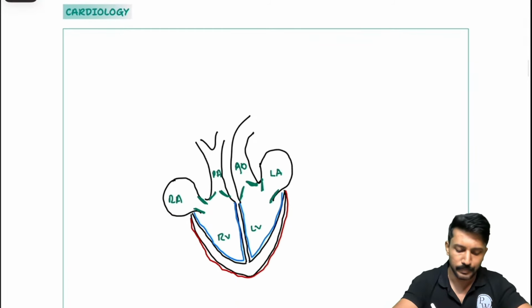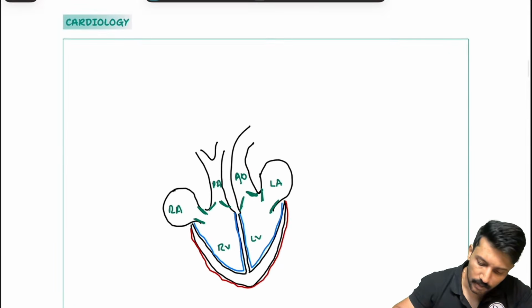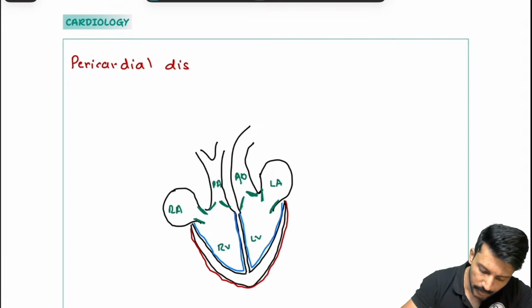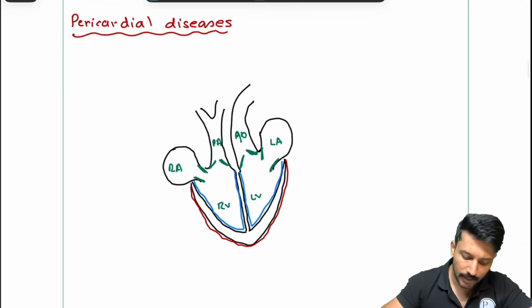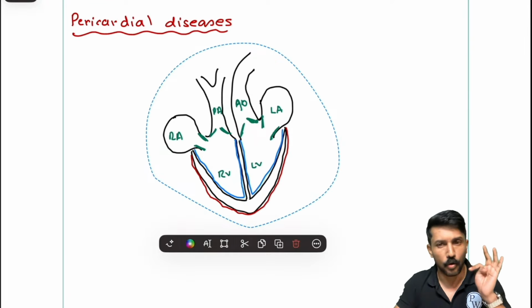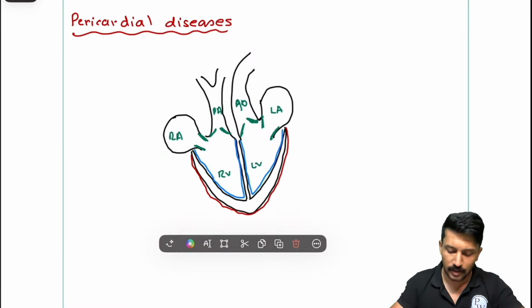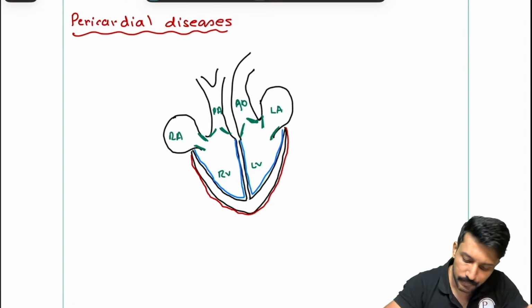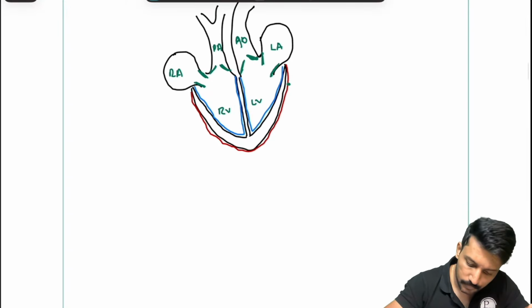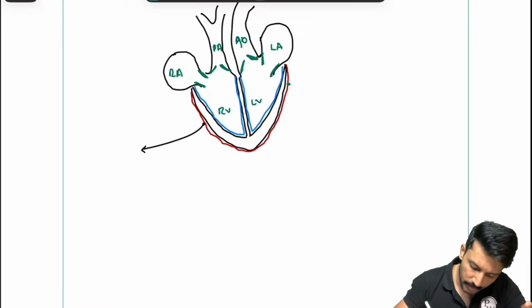So let me start with the pericardial diseases. What are the important pericardial diseases that you know? When I talk about pericardial diseases, three things come to my mind: acute pericarditis, chronic constrictive pericarditis, and cardiac tamponade. Let me start first with acute pericarditis.